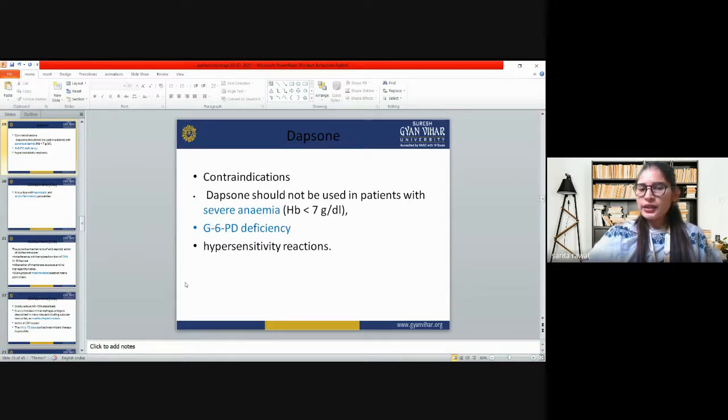Now, contraindications of dapsone include severe anemia, that is, if the hemoglobin is less than 7 gram per dl. And G6PD deficiency. Those persons who have G6PD deficiency, dapsone is not recommended. Then those persons who are having hypersensitivity reactions, dapsone is not recommended.